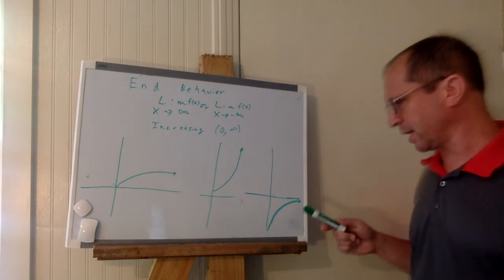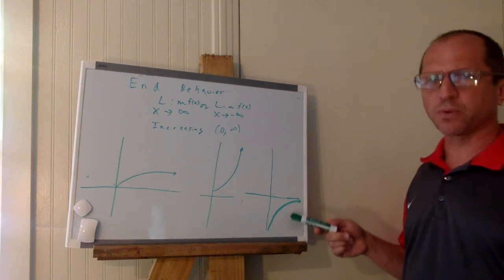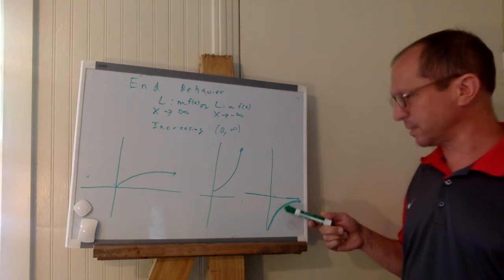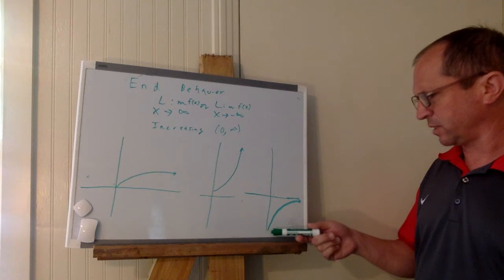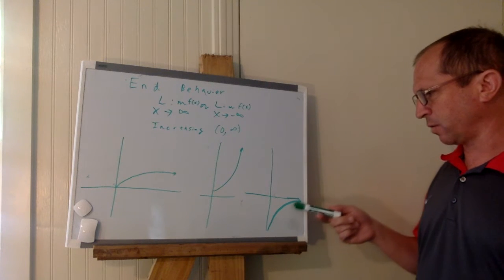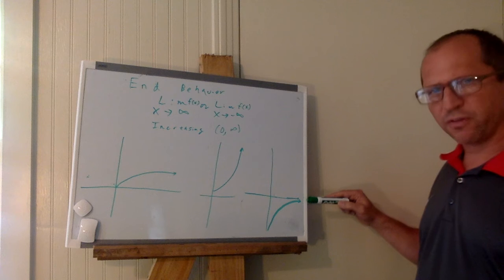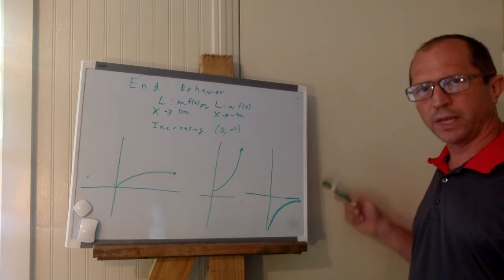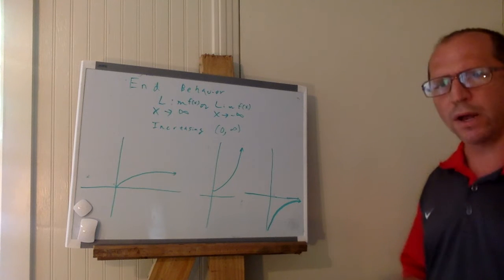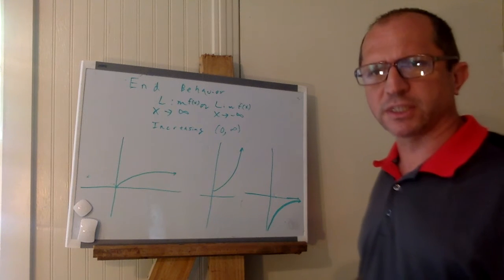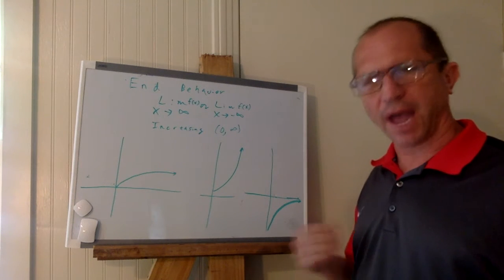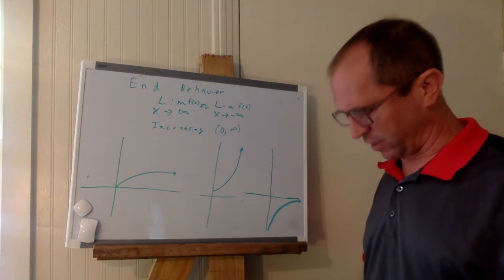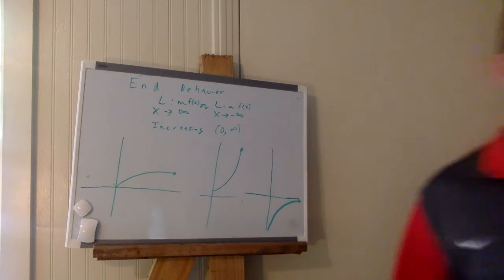But in a case like this, we're going to have something called a horizontal asymptote. Here we are increasing, but this graph is getting closer and closer to 0 the farther out we go. So what can we look for in an equation to see what's happening here?